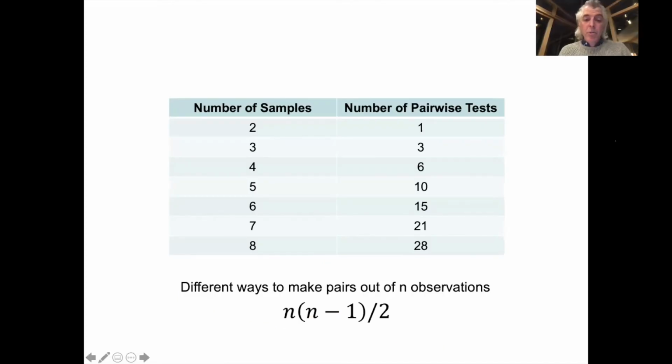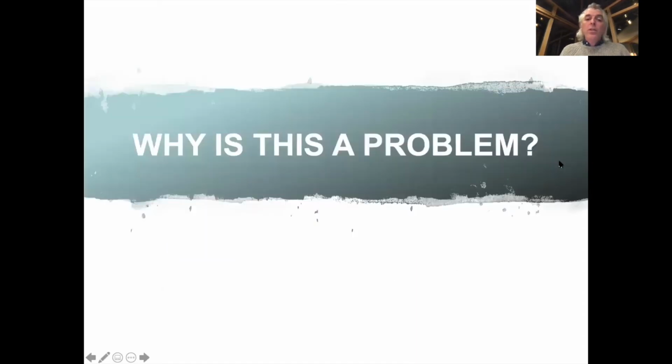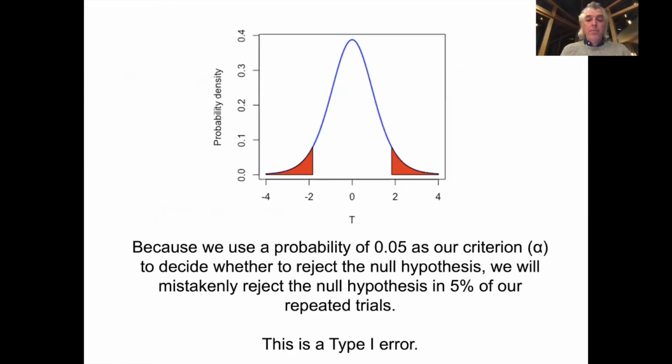Now, this is the situation for 3 samples, but if we move up to a scenario where we're comparing 4 samples, then we would need to perform 6 pairwise tests. Or if we go all the way up to 8 different samples, we're now talking about 28 different pairwise tests. So why is this a problem?